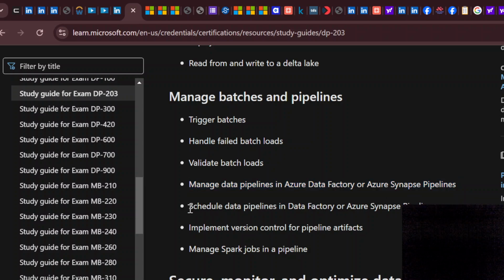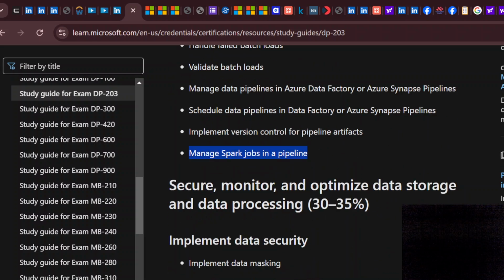Azure Synapse Pipeline, schedule data pipelines in Data Factory or Azure Synapse Pipeline, implement version control for pipeline artifacts, and also manage Spark joins in a pipeline.